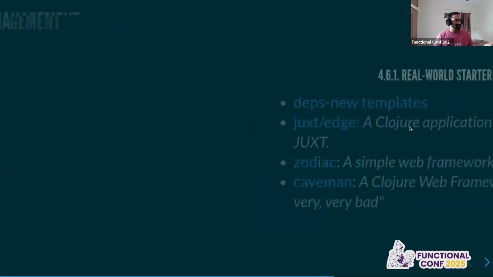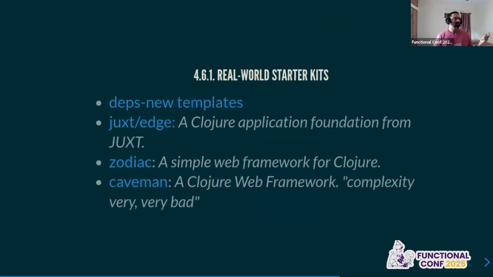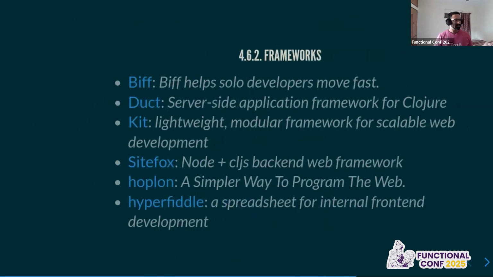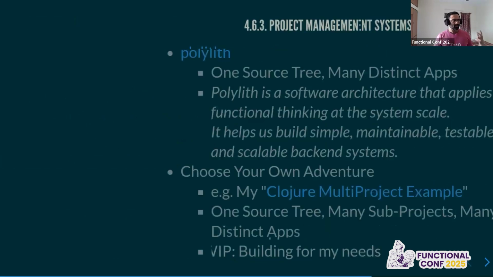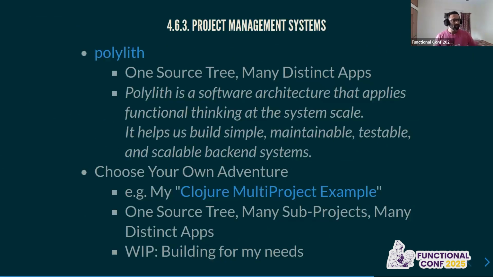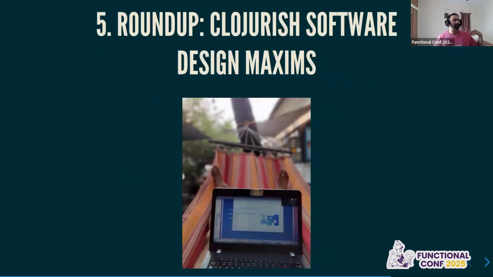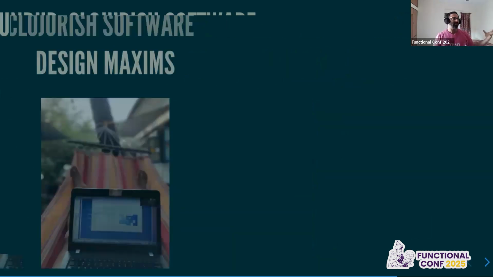So there are a bunch of frameworks, starter kits, project management systems. I'm calling Polylith that. It's a really good architecture. You should check it out. Very general purpose. And then you can choose your own adventure or misadventure, which I've done. And then I'll round up with a bunch of Clojure software design maxims.